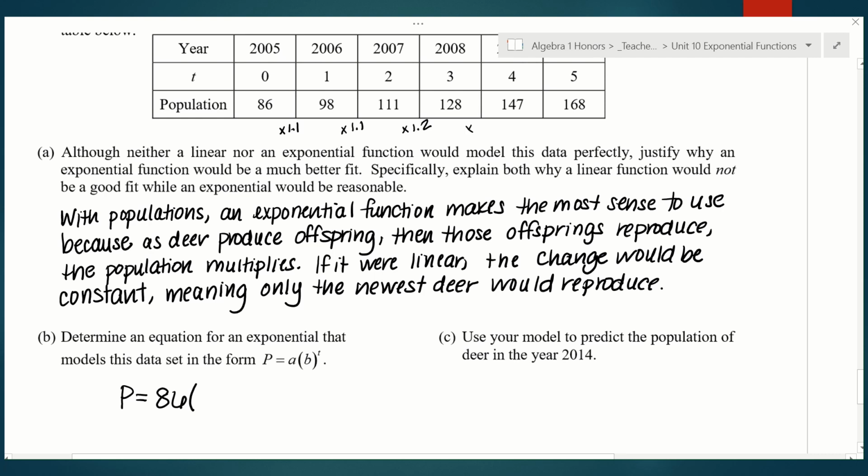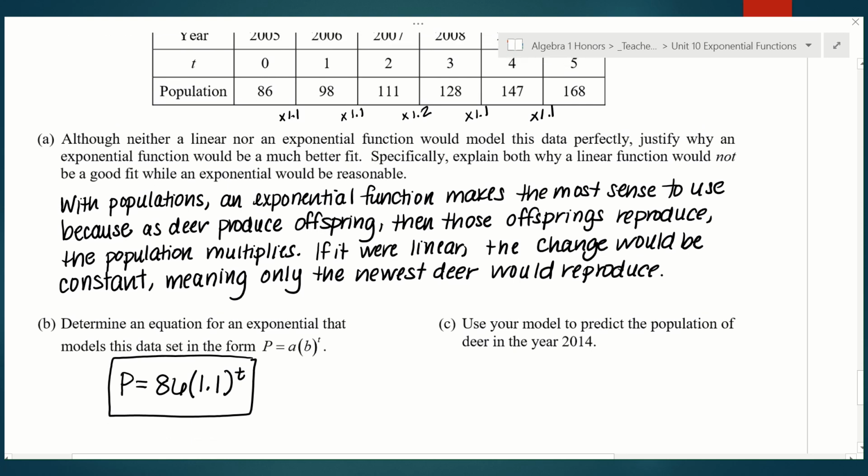147 divided by 128, 1.1. And 168 divided by 147. Okay, so since it seems like I'm getting 1.1 for most of these, I'm going to use that for my growth factor. So 1.1 to the t power.